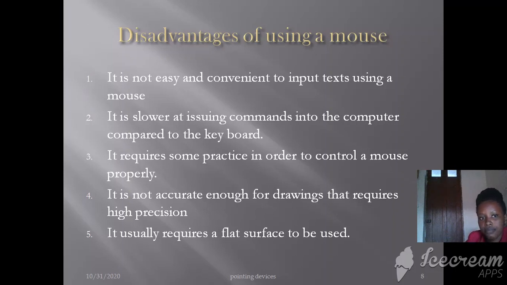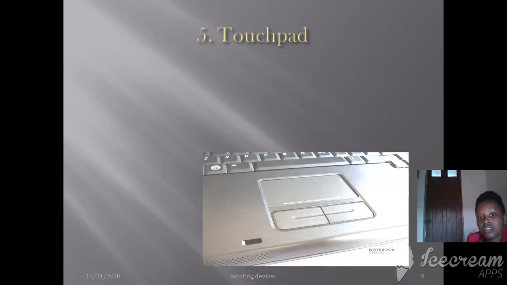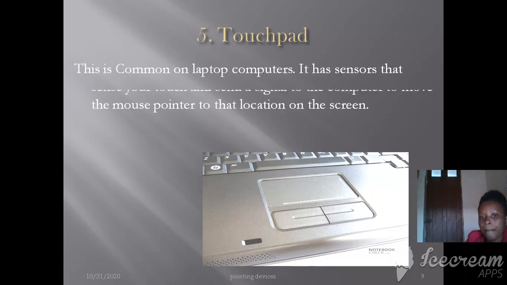So those have been our demerits of using a mouse, and we shall move on to the next pointing device, which is the touchpad. And on your screen you can see that we have our touchpad drawn there. So that is the touchpad. Those who have laptops, you can look at your laptops and see where that touchpad is found, and actually you can use it practically and see how it works.